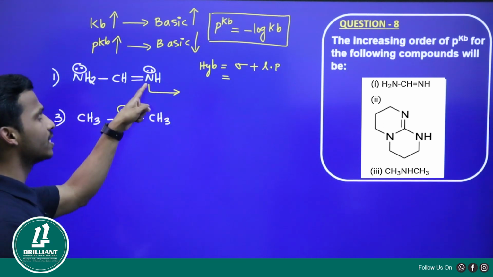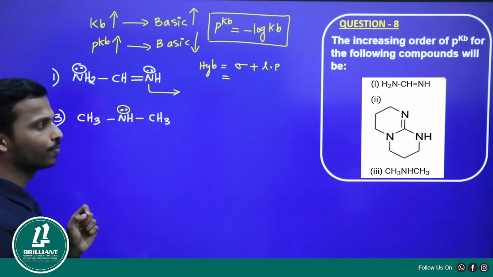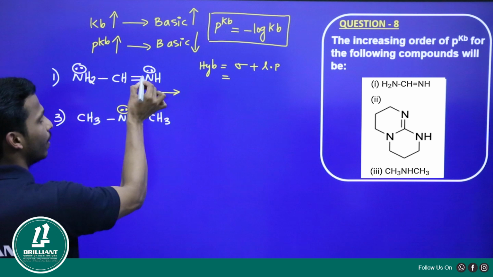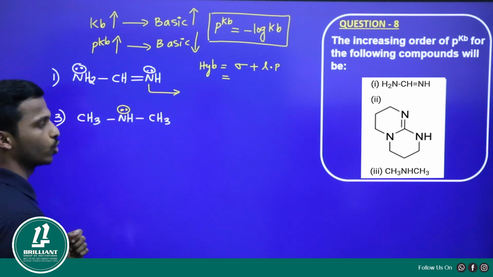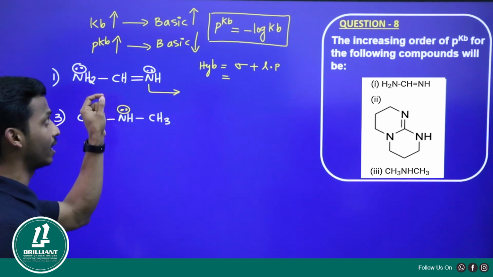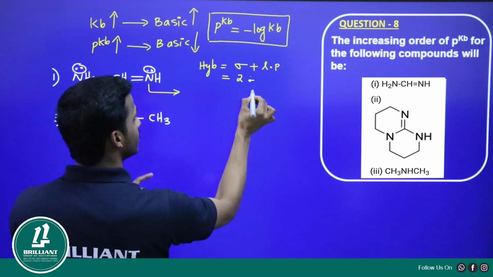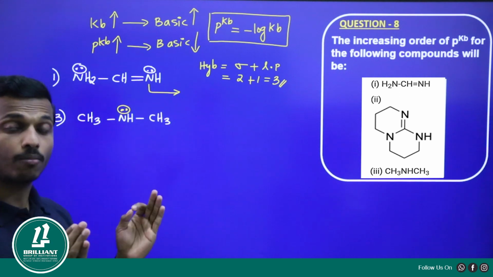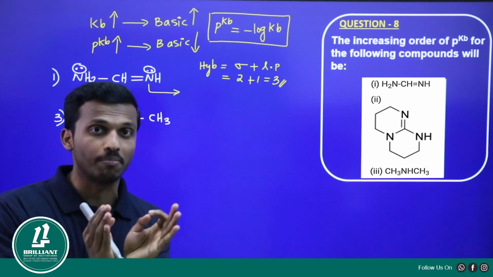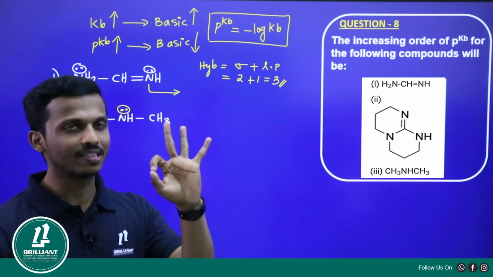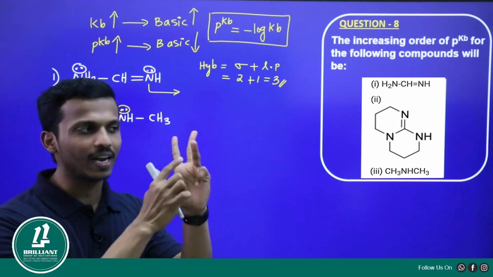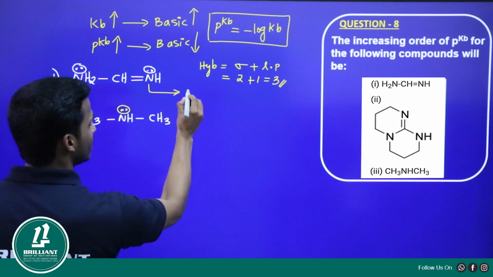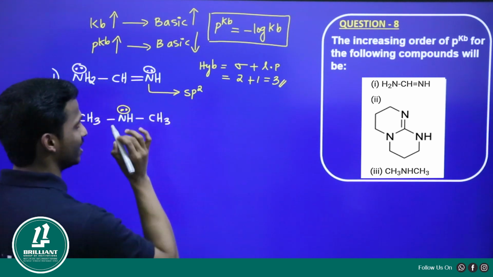How many sigma bonds are present on this nitrogen? This nitrogen is single bonded with a hydrogen, so 1 sigma bond. Double bonded, so 1 sigma, 1 pi. So in total there are 2 sigma bonds with that nitrogen and there is 1 lone pair. So the total is equal to 3. If the total is 3, what is the hybridization? 3 means 1 s orbital and 2 p orbitals. Therefore sp2 hybridization. So this nitrogen is in sp2 hybridization.